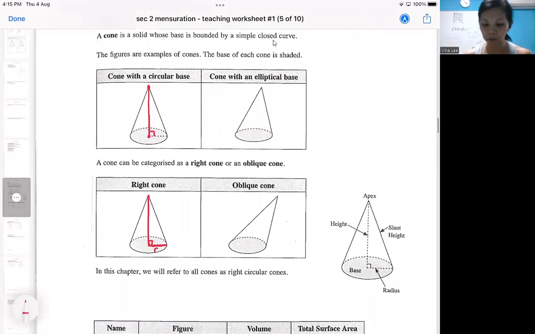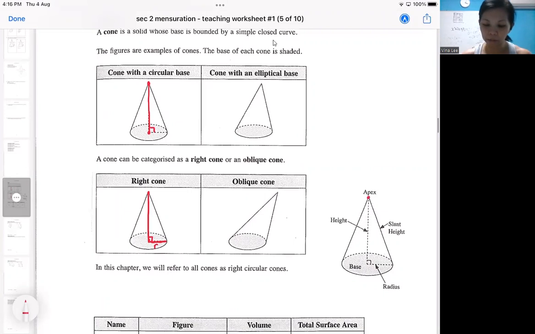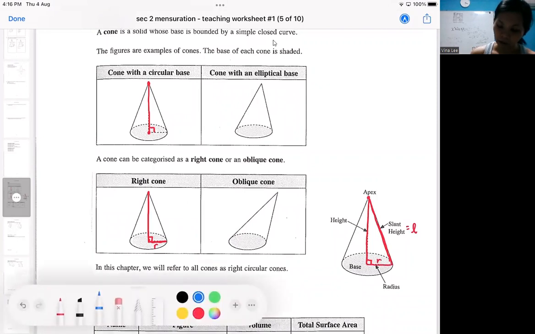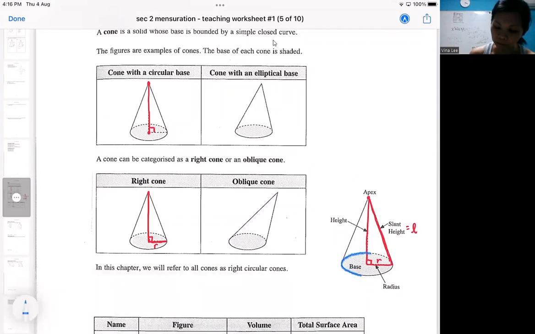A few things that you will need to know. This is the vertex, or sometimes they call it apex. Usually we call it vertex, the sharp corner of the cone. Do take note, when we say height, we talk about perpendicular height, because there's also another one called the slant height. The notation for the slant height is small letter l. And this will be the base radius that's going to account for the full circle.